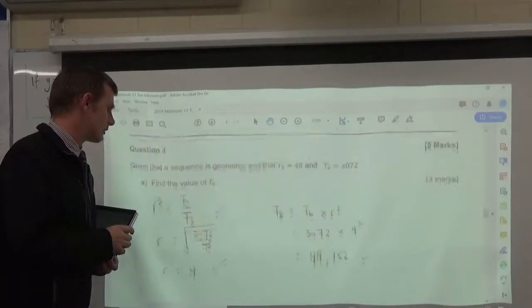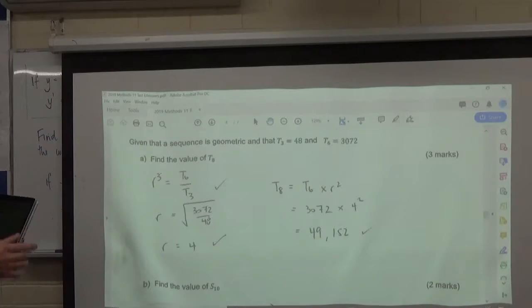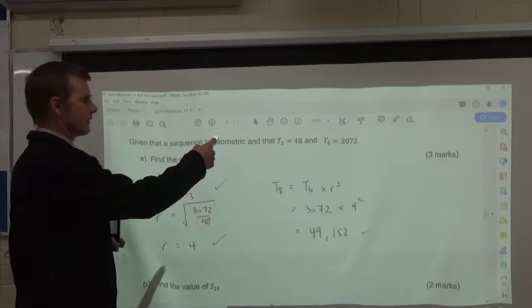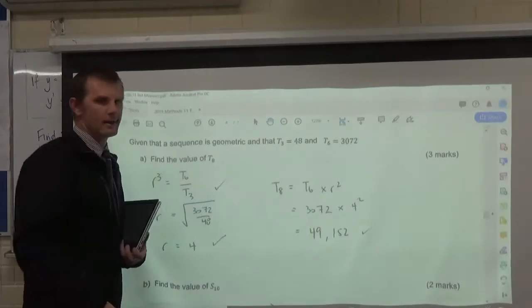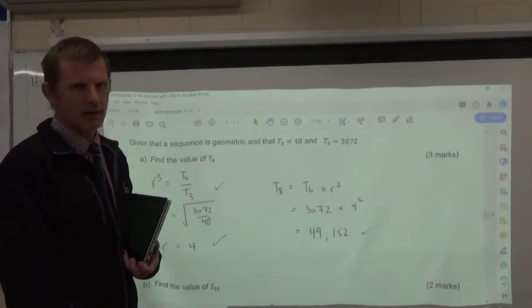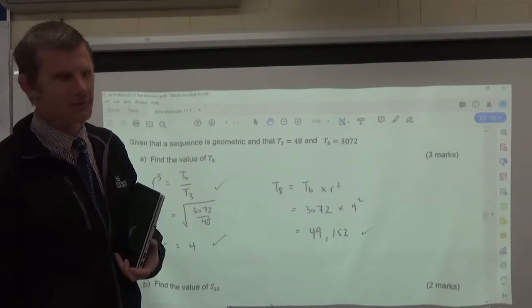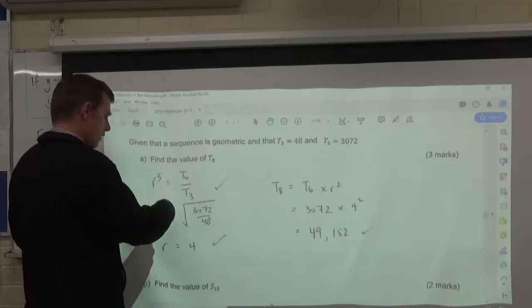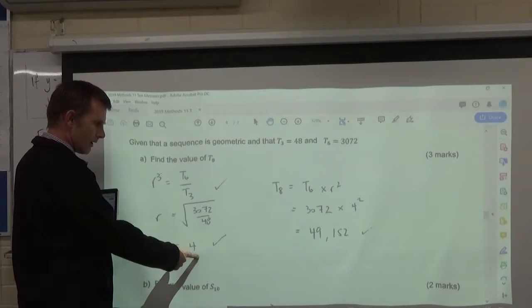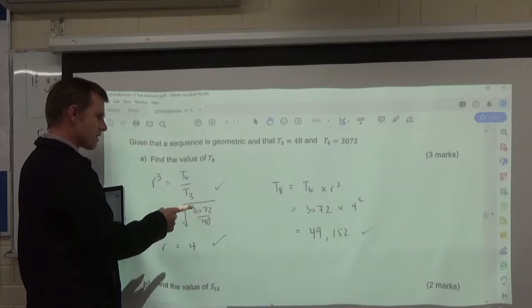Okay, section number 2. Here we go. So, given that a sequence is geometric and we've got these two going on, yeah, see, we're tricky. You can't just throw that into your calculator. Well, you can with some of your activities, but I can work out my R value. I get 4. Now, be careful here.